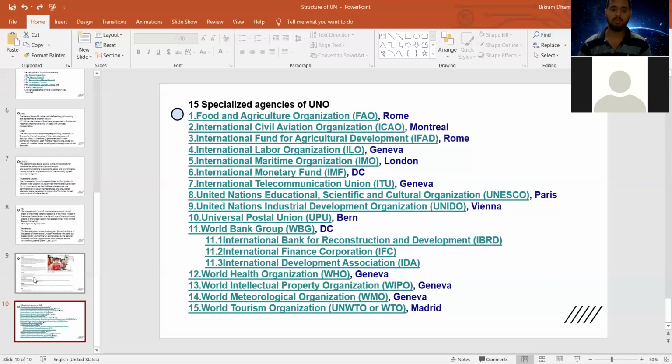The 14th specialized agency of the United Nations is the World Meteorological Organization, WMO, which is in Geneva. It works in the field of climate change and weather. The 15th specialized organization of the United Nations is the United Nations World Tourism Organization. It is headquartered in Madrid and works in the sector of tourism.